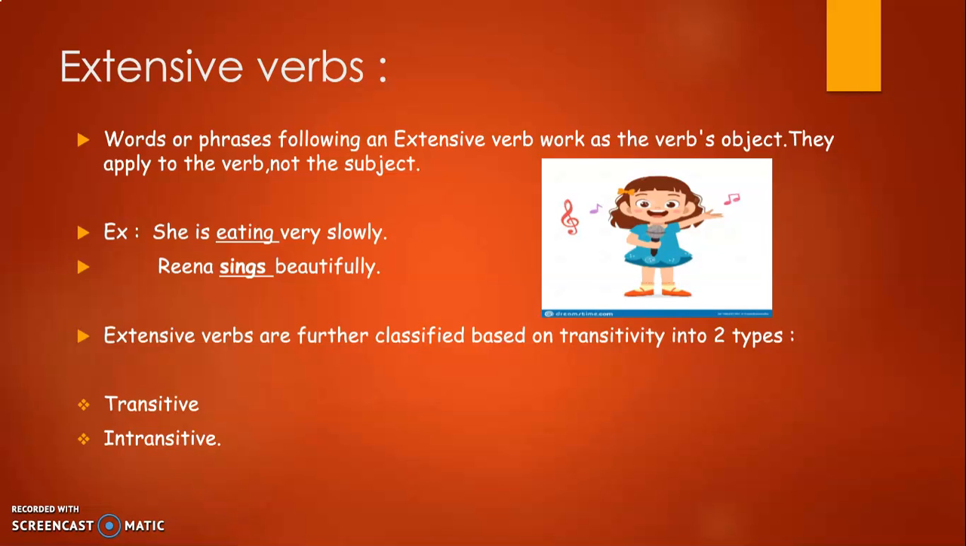Why do we call it a verb modifier? Because it is describing the verb eating. It is not describing the subject she. Hence, eating is an extensive verb. Similarly, Veena sings beautifully. The word beautifully is describing the verb sing and not Veena. Hence, sings is an extensive verb. Further, extensive verbs are classified based on transitivity into two types, transitive and intransitive.